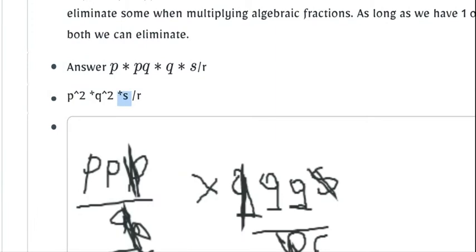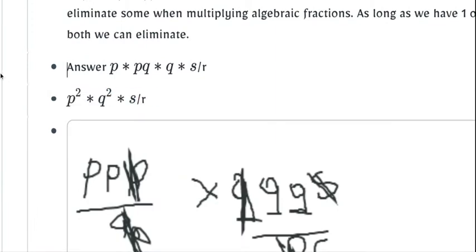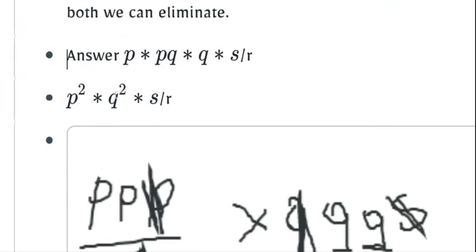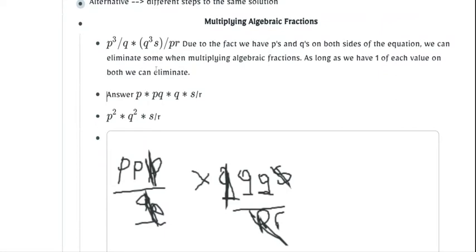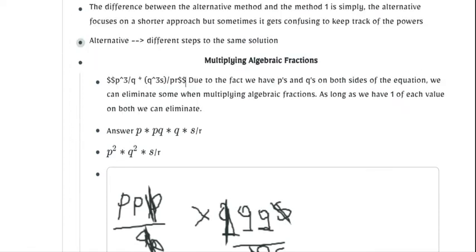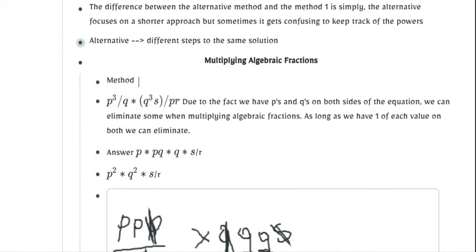Let's look how this looks now. Let's put this here. There we go. Excellent. So that's our answer. We just did an example using method 1. Let's do another example using the alternative method quickly. This was method 1.